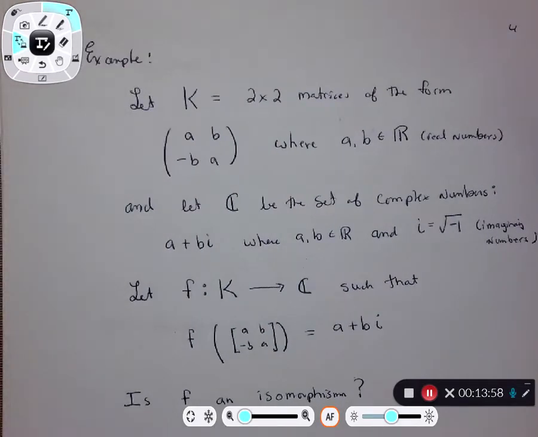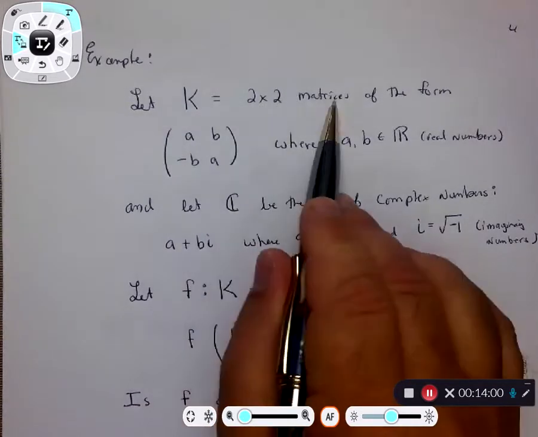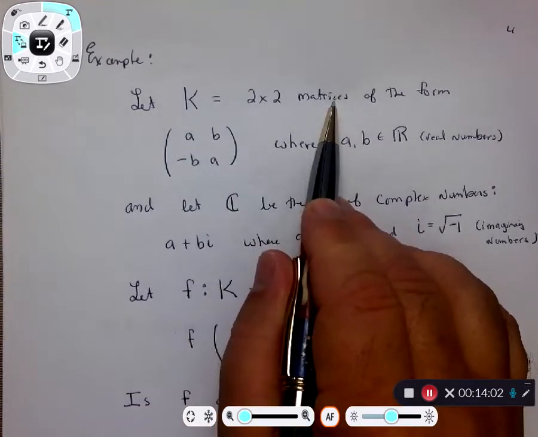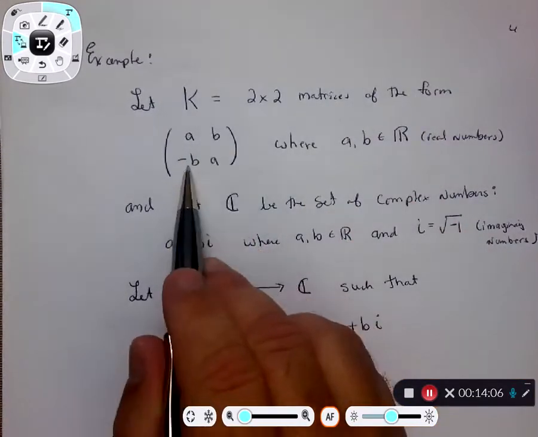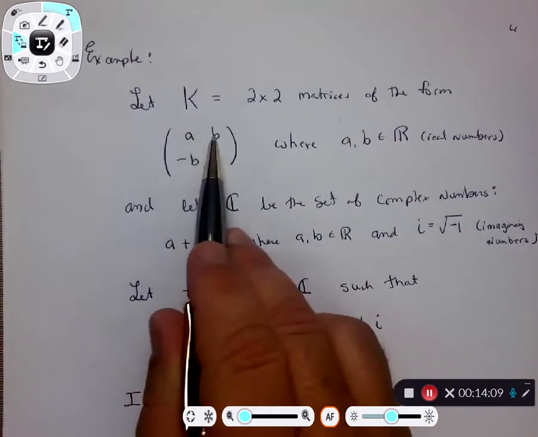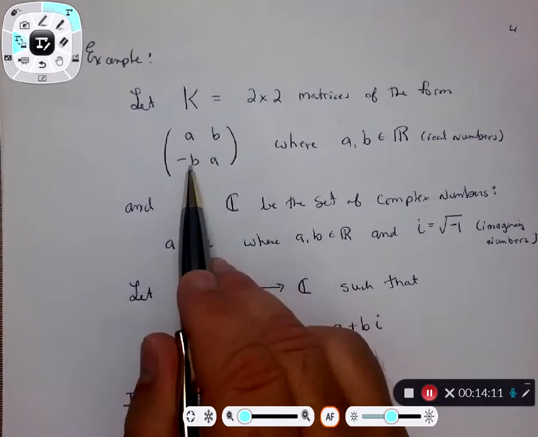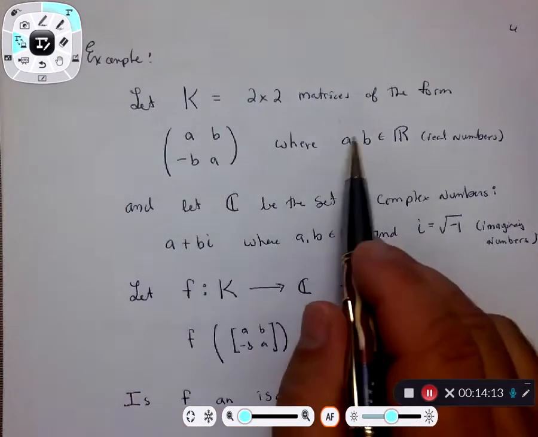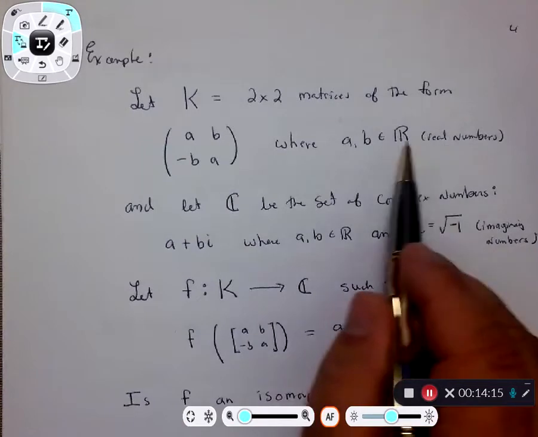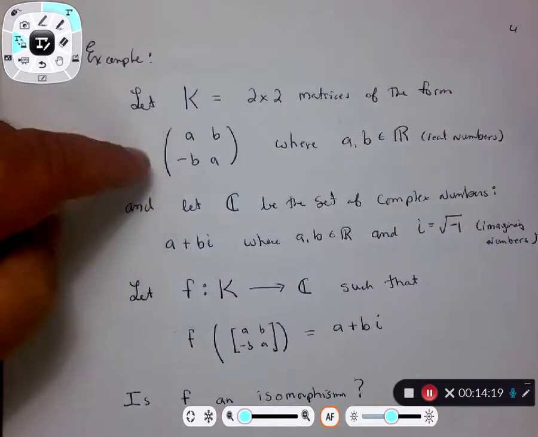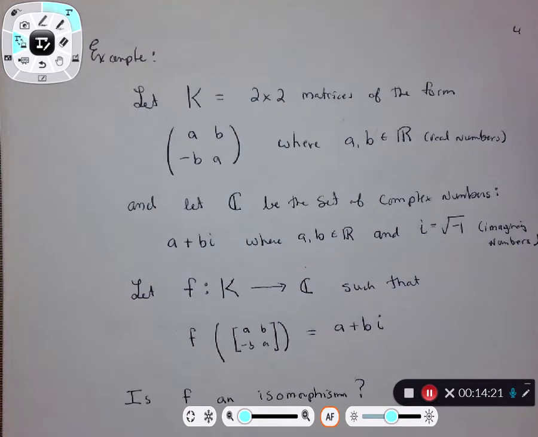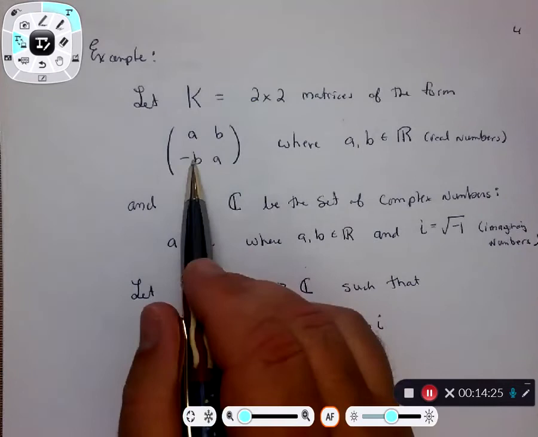Let K be the famous 2x2 matrices, but we're going to be doing something special with these 2x2 matrices of the form [a, b; -b, a]. So we're really only using two entries, a and b, but then on the second row, it's going to be -b, a, where a and b are real numbers. So I'm trying to give you a concrete looking function here. Your entries in your matrices are coming from the real numbers. All right, but it's a special matrix, [a, b; -b, a].